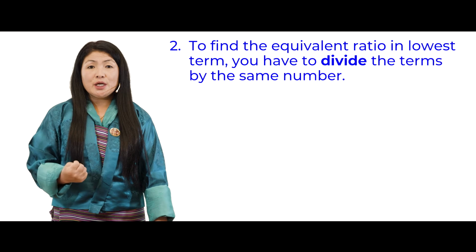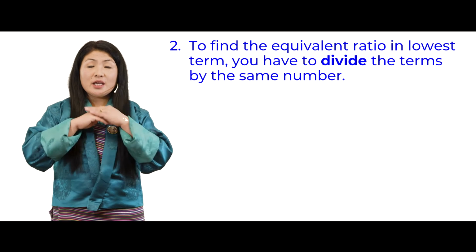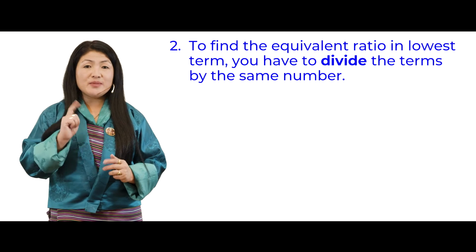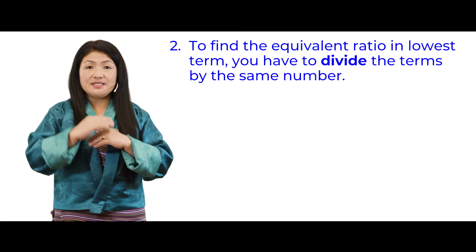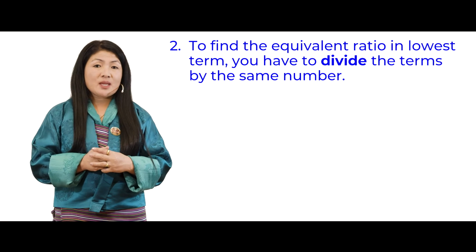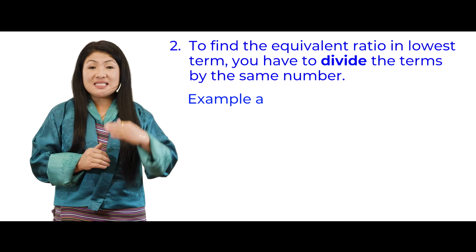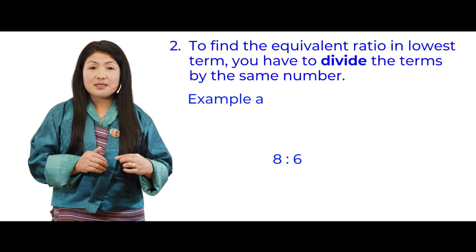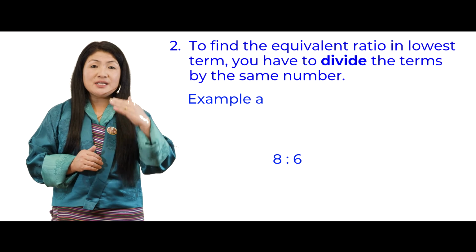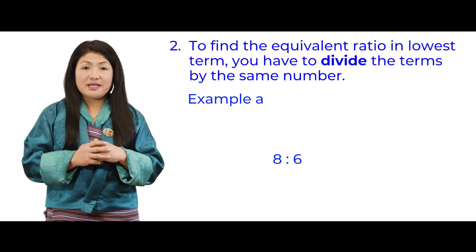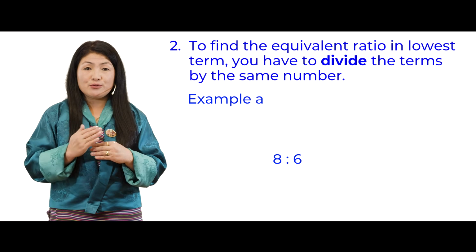Now here we are going to find equivalent ratio in lower term. That means you have to divide the terms by the same number. Example A, let's take the ratio as 8 to 6. Okay, as we are finding the ratio in lowest term, we are going to divide. So let's divide by 2.